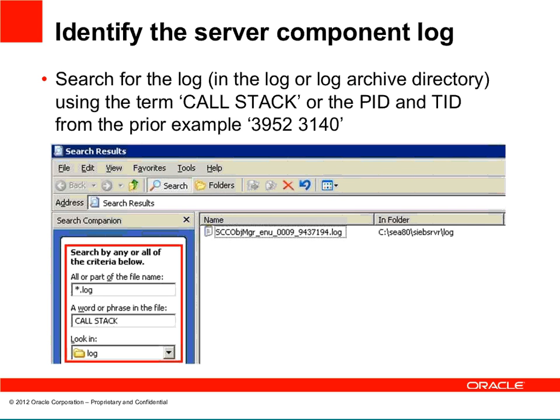And then we can use either those values, or perhaps the term call stack that may also appear in a component task log, to search. I really wish on this slide I'd used the process ID and the thread ID in the box there on the left-hand side. Where it says a word or phrase in the file as call stack, equally you could search in there with the text 3952 space 3140, because this would also find the same log.